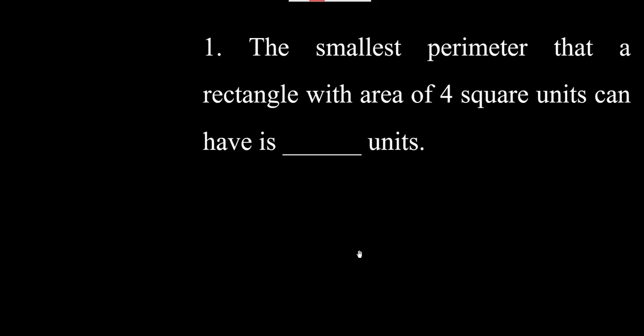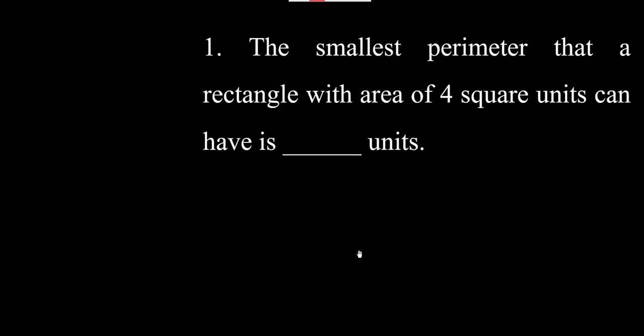You can go ahead. Can anyone solve this? This is a single line question, a very simple question. The smallest perimeter of a rectangle which will generate the area of 4 square units, or 4 square meters. Answer. What is the perimeter of a rectangle, sir?